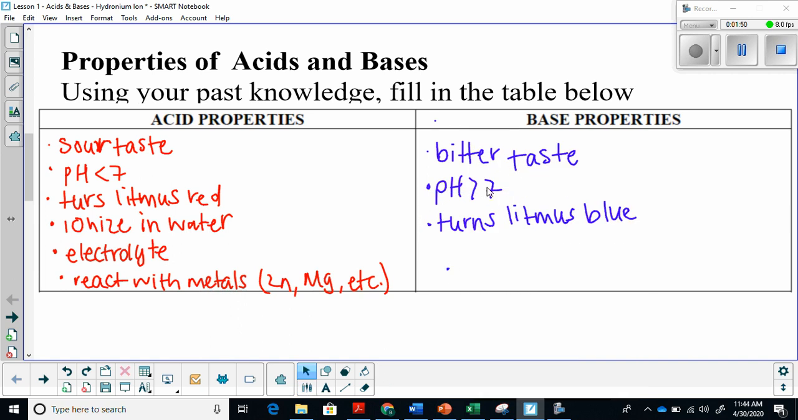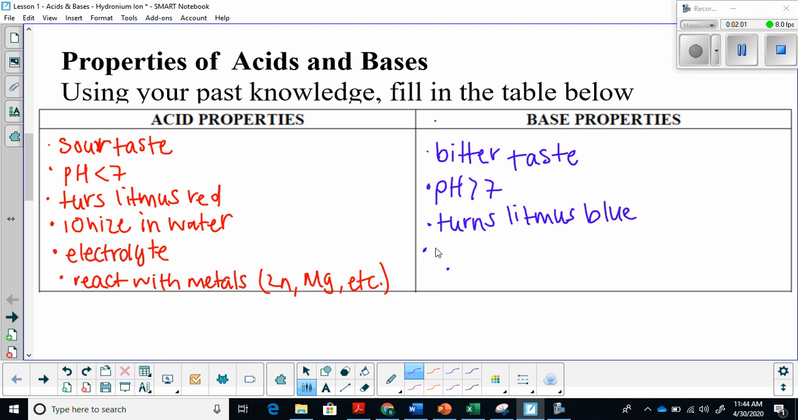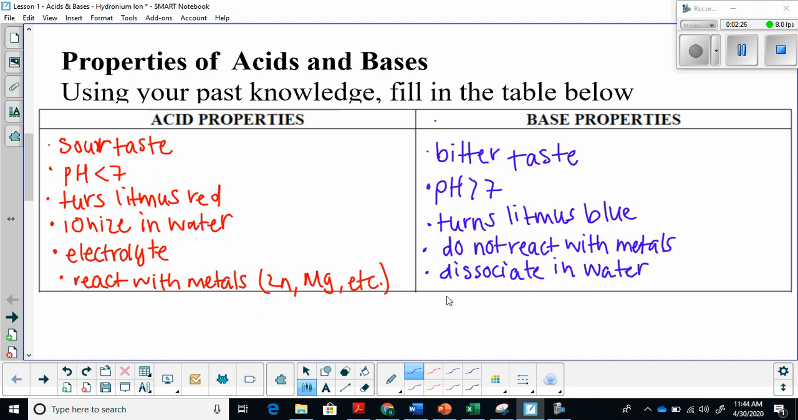Okay, so now some things with the base. They're bitter tasting, they have a pH greater than 7, and they turn litmus paper blue. Some points to note here. Bases do not react with metals. And bases actually dissociate in water. And because they dissociate, they form ions, and so they are an electrolyte as well.